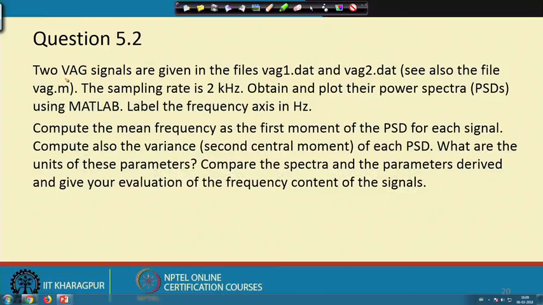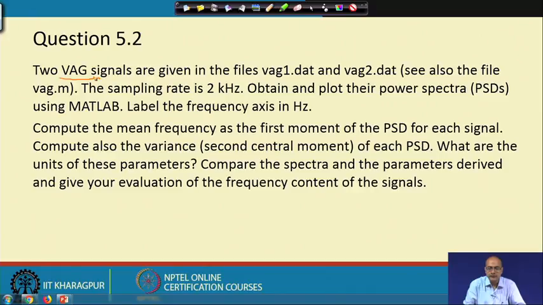The second problem, we take two VAG signals, that is vibroarthrogram. The two signals VAG1.dat and VAG2.dat are sampled at the frequency 2 kilohertz. Now, we have to get the plot of the power spectrum, okay?